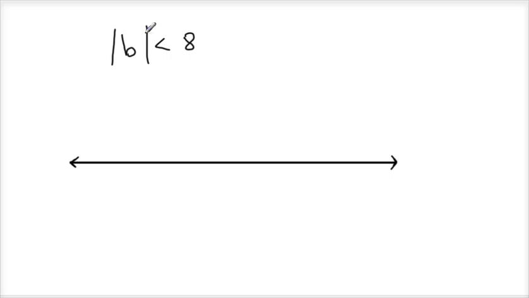In this lesson, we're going to solve absolute value inequalities. Let's take a look at some examples. We have the absolute value of b is less than 8. So this is two statements here. This is saying that b is less than 8 or negative b is less than 8. So these are the two statements we have here.